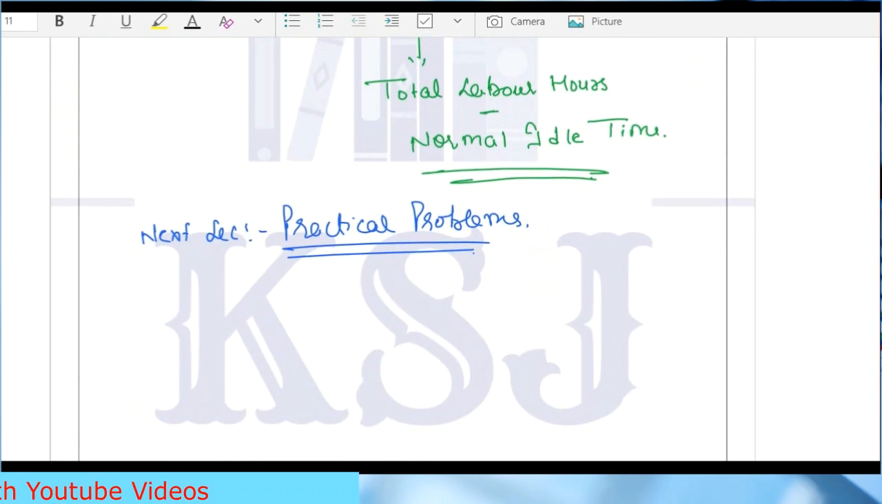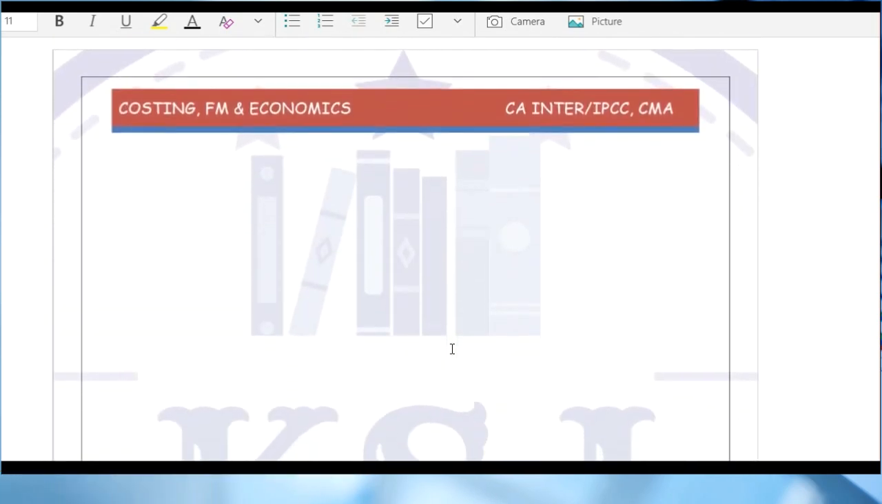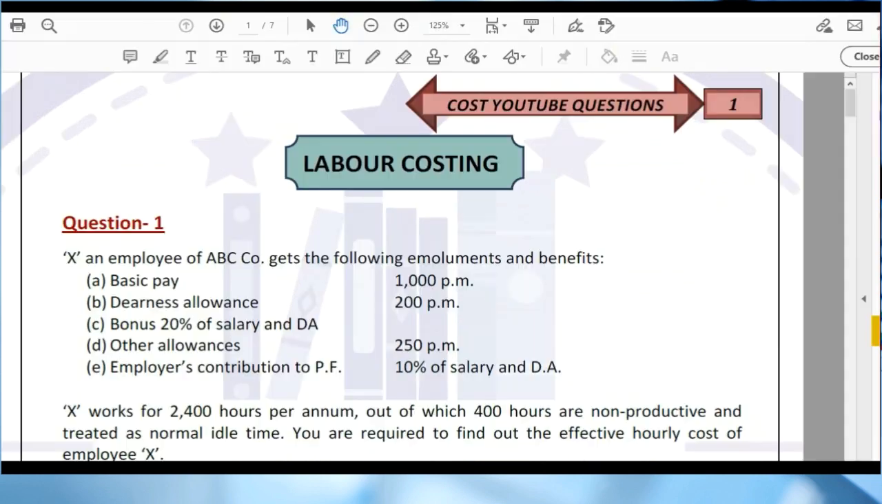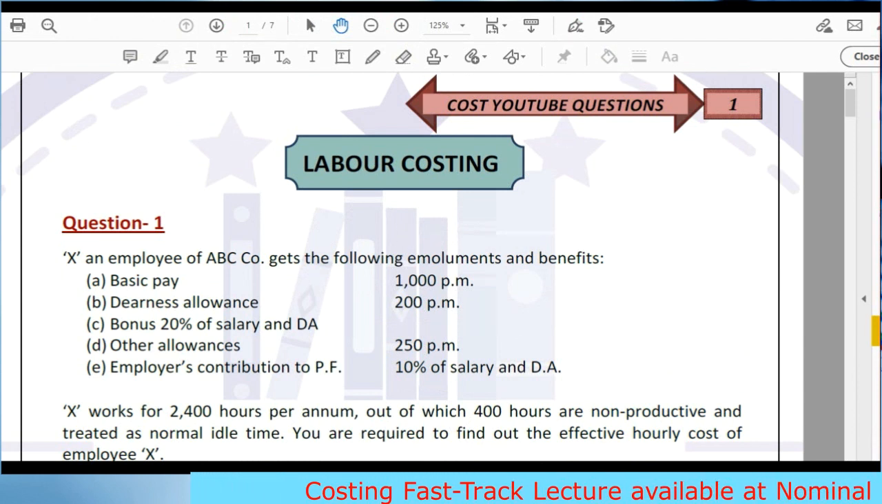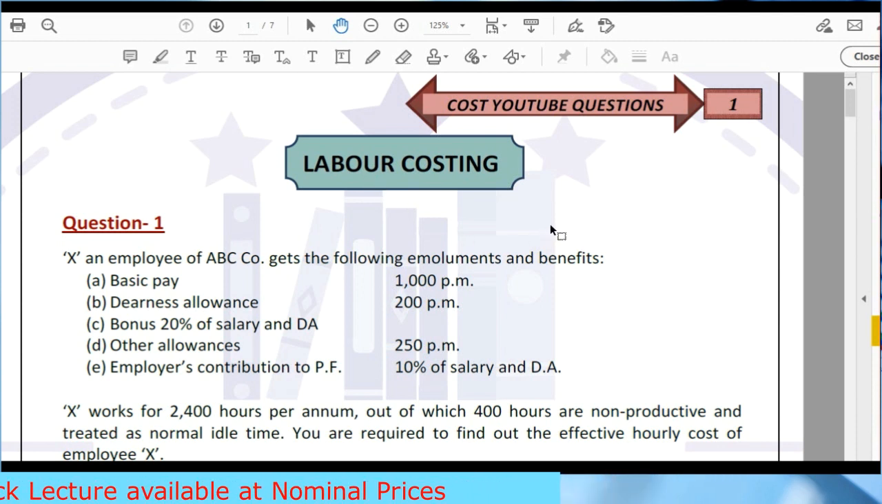So now in this lecture, our plan is to do some practical problems. Yes, sir. Let's do it. These files you can get from our mobile app KSJ Teaching, and the link is in the video description. You can download it from there. Okay, sir, let's start with labor costing.